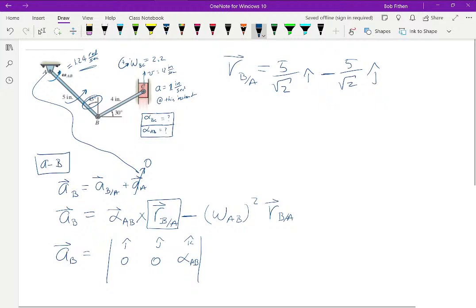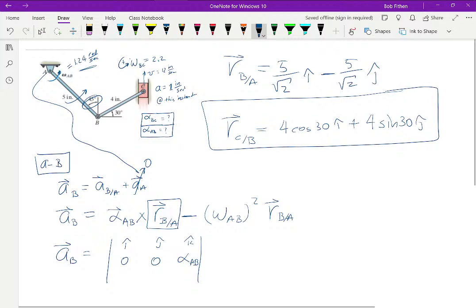I'm going to go ahead and do this vector since I'm here. That is R, C relative to B, is going to be 4 cosine 30 i, meaning you go out here, that distance, plus 4 sine of 30 j. These are the two vectors that we're going to use, one in one equation and one in the second.